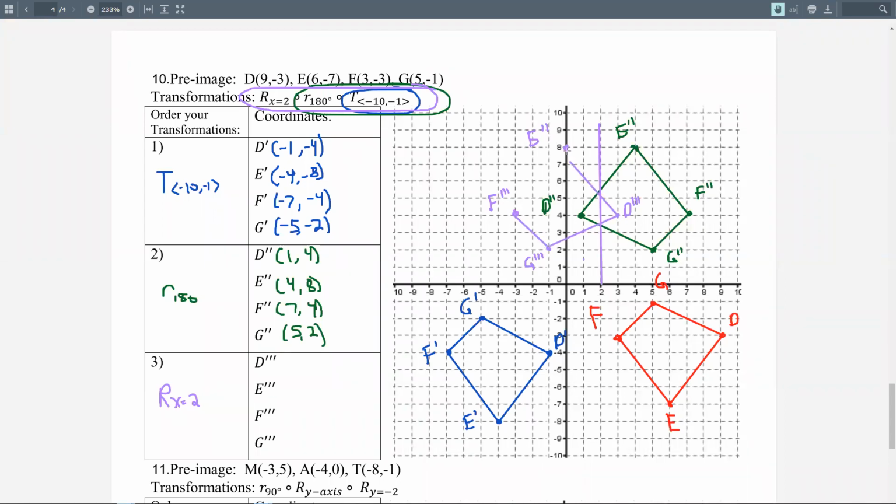And there is our reflected image. Reflecting over the line x equals 2. All we have to do is write our coordinates in here. So D triple prime, that's 3, 4. E triple prime is 0, 8. F triple prime is -3, 4. And G triple prime is -1, 2. Okay, and that's number 10.